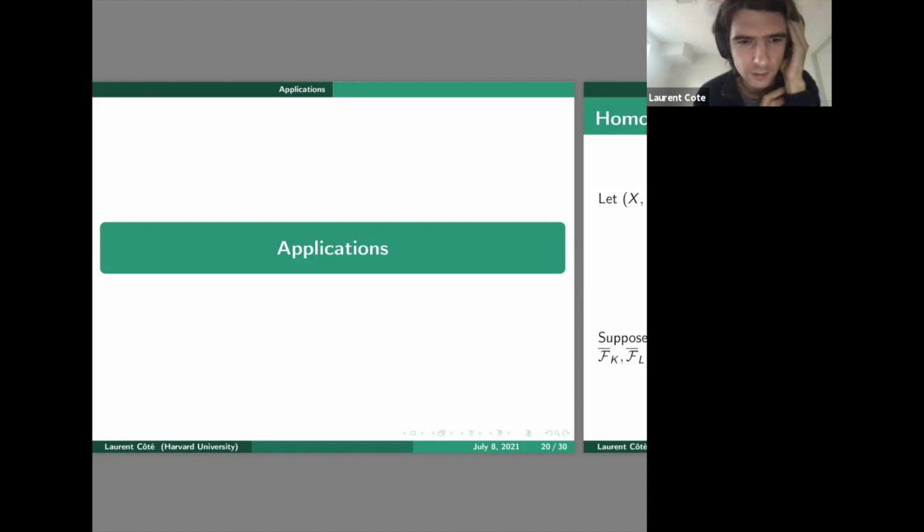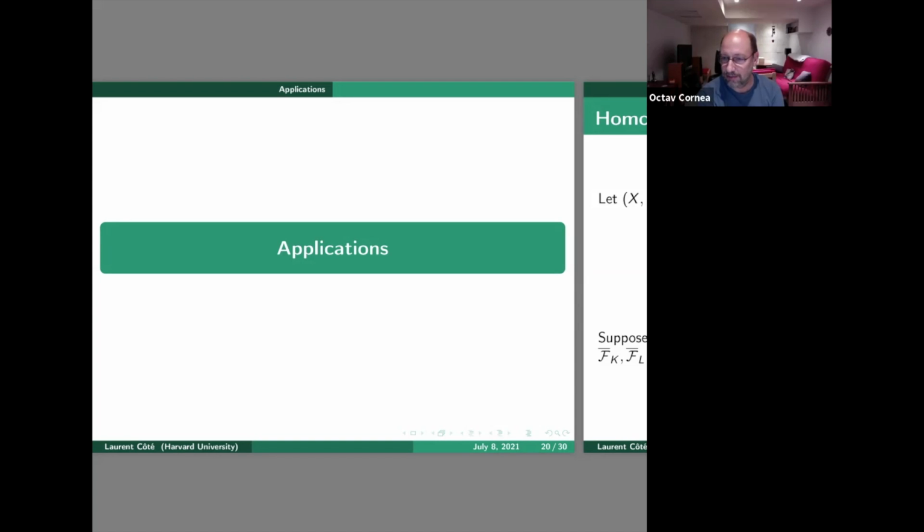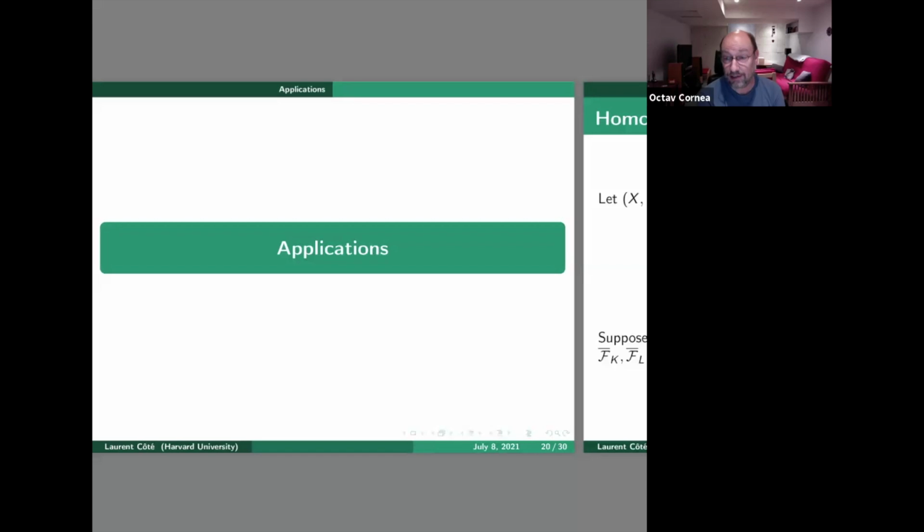You mean linking disk, maybe? Let's assume you take a generator for the wrapped Fukaya category, and you count how many of these generators you need to write the Lagrangian as an iterated cone, and then it's no, it's not.